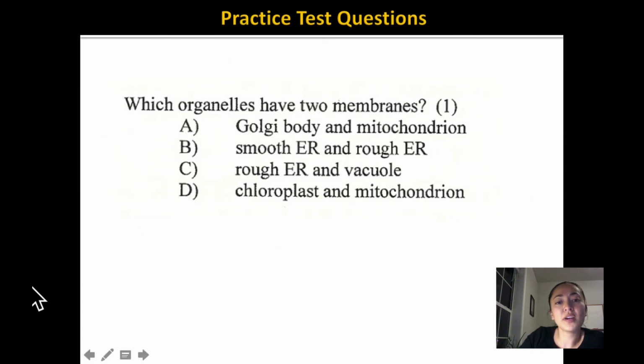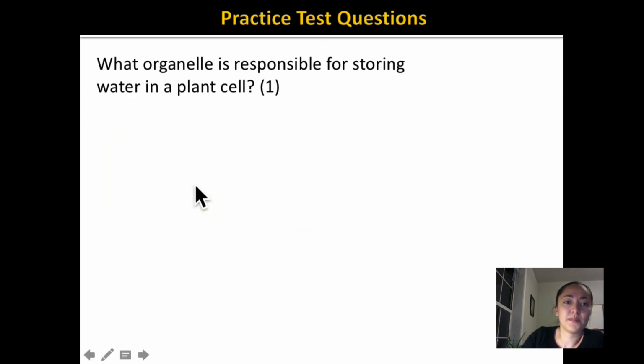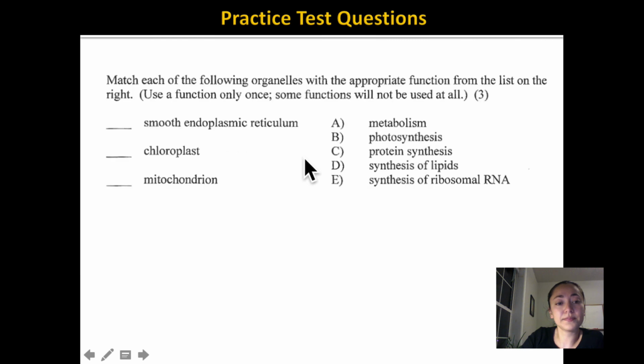The next one says, which organelles have 2 membranes? Well, this is something that we talked about in your worksheet. And we know that both chloroplasts and mitochondria have a double membrane. So D is correct here. What organelle is responsible for storing water in a plant? It's not the cell wall. The cell wall doesn't store the water. The cell wall prevents the cell from bursting. The answer here is the vacuole. The vacuole is the organelle that stores all the water.